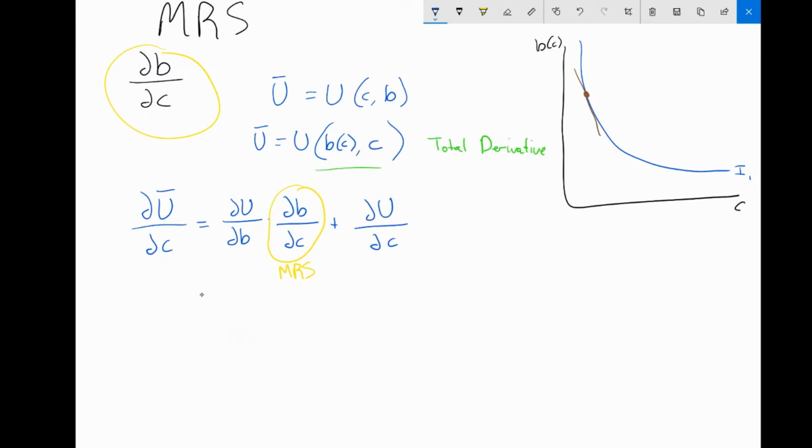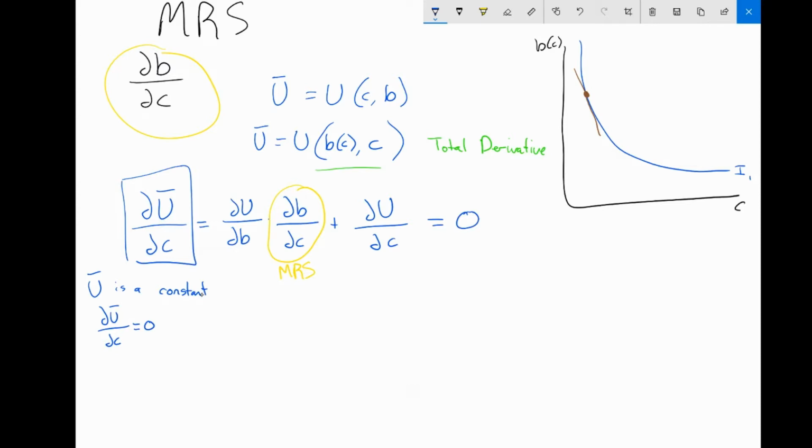First, we need to recognize that u bar is a constant, right? Because along the indifference curve, you always get the same amount of utility no matter where you are on the indifference curve. So u bar is a constant. That means the derivative of it is equal to 0. That means this all equals 0. That's the first step. With that in mind, I can now solve this just using algebra.